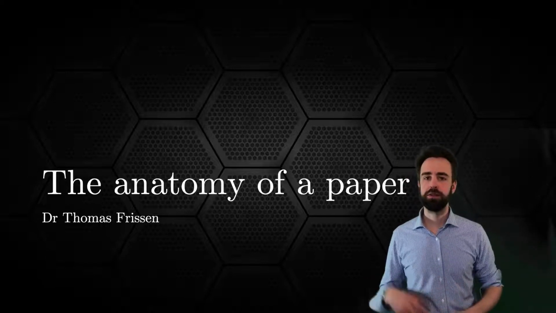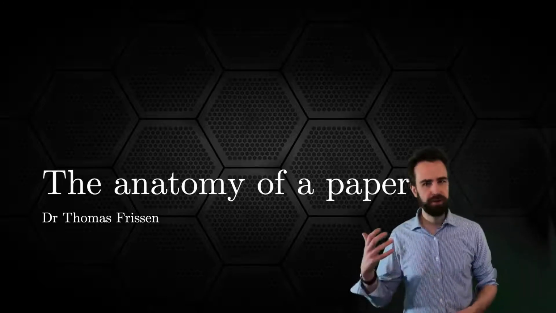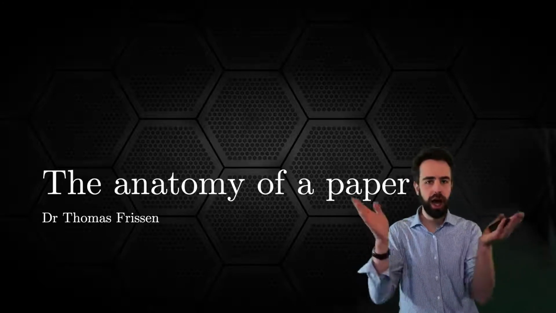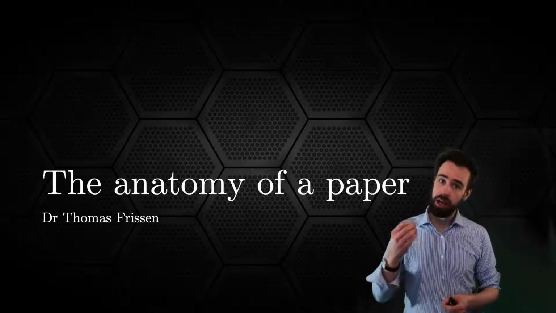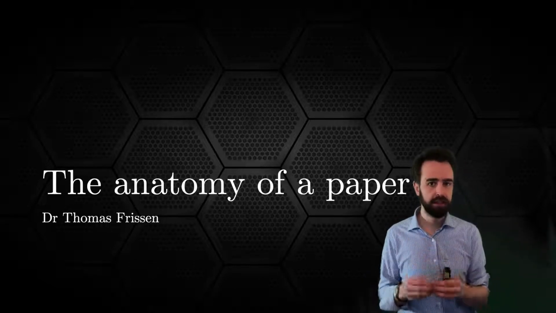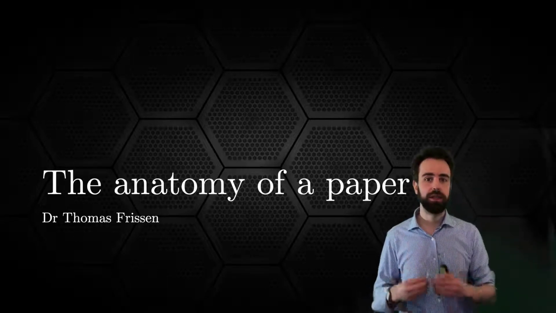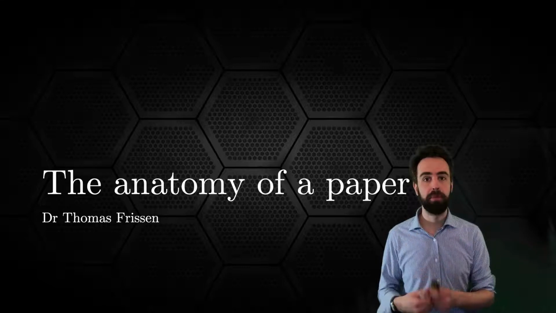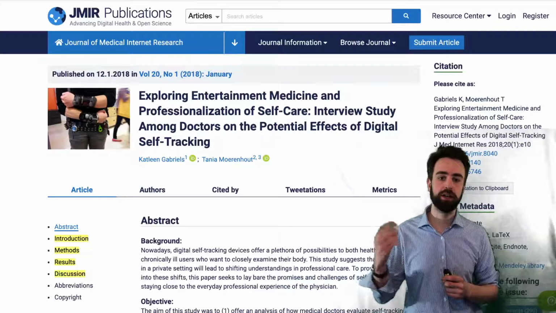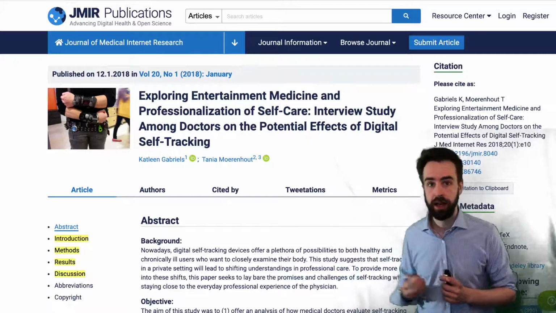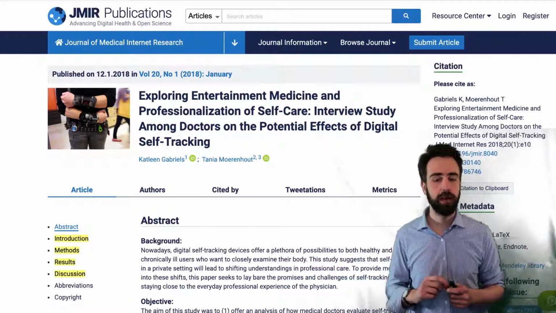Alright, so welcome back to the second video on the anatomy of a research paper. In the previous video I introduced you to the hourglass model of a research paper. Now in this video I would like to dissect an example of an article where this hourglass model is very well applied. And I will do this by looking at an article that you read in your Good Life course by Kathleen Gabriels and her colleague Tanja Moerenhout.